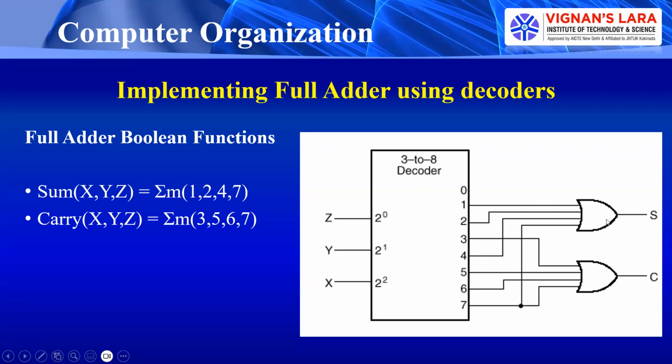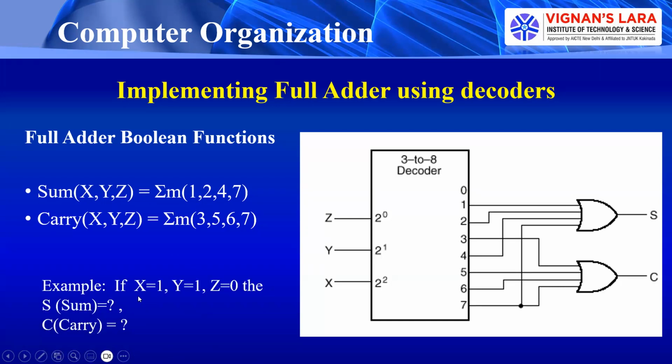I know that whatever the decoder selects with the help of inputs, that corresponding output value becomes 1. So based on that, the terms' related outputs of the decoder are connected to the input of the OR gate. In a similar way, for the carry case also, carry can be produced by another OR gate which has 4 inputs, that is 3, 5, 6, and 7. Like this, I'm going to design. For example, if x equal to 1, y equal to 1, z equal to 0, that is 1, 1, 0, your sum is equal to 0 and carry equal to 1.